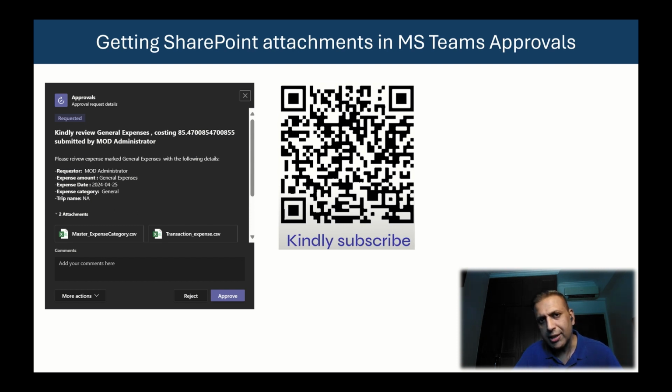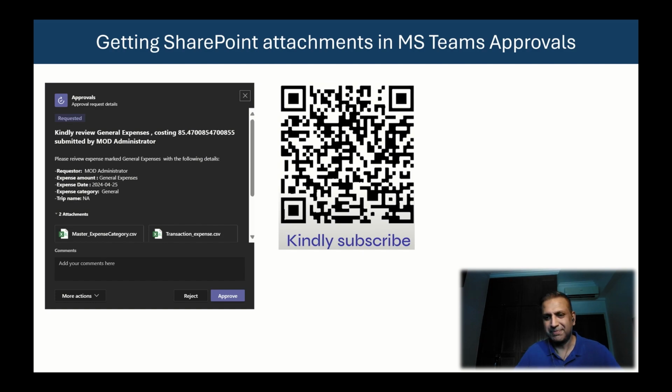What we're going to do in this episode is talk about how we get attachments from SharePoint, in a SharePoint list as an example, into a Microsoft Teams approval so that our managers who approve our requests can see this in one go and make their decisions. Okay, with this, let us head on over to Teams and go from there.